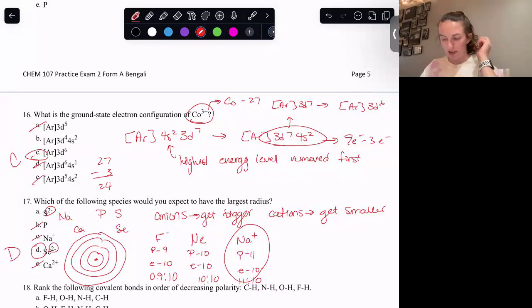So now you're in between 3d4 4s2 or 3d6. So that narrows it down there. And then you just need to remember that you need to remove your higher number first.